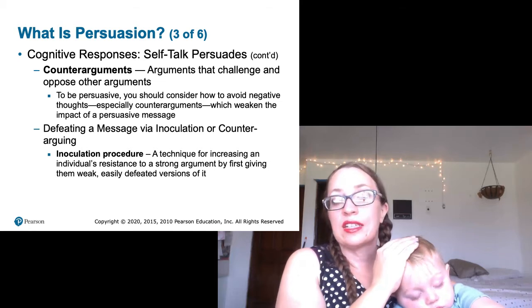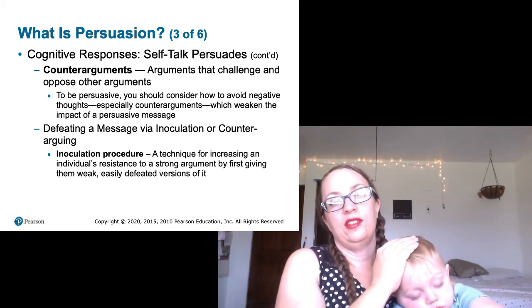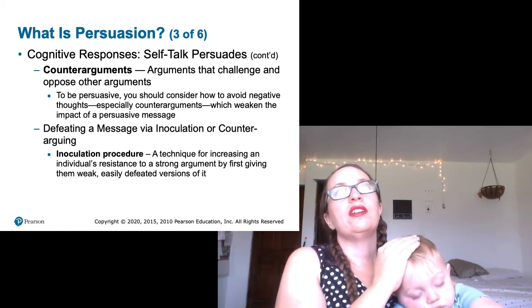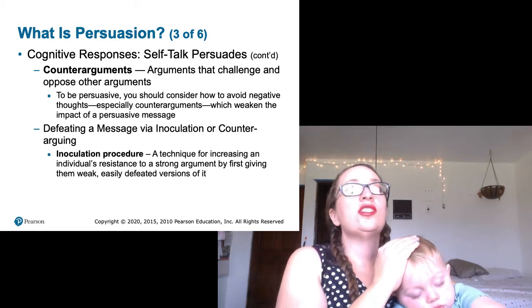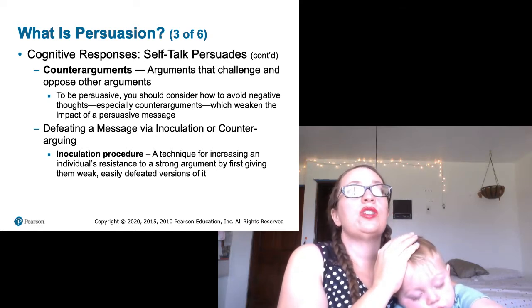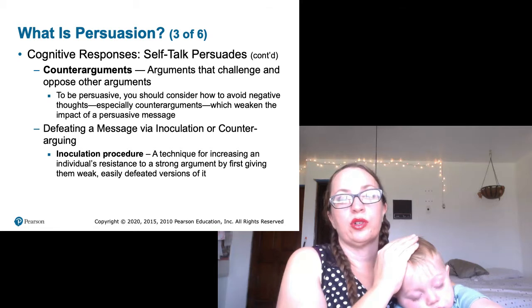Inoculation is also what we call vaccines. So you're kind of vaccinating the person against the attitude or belief by giving them a little bit of the attitude or belief. And it's not always a bad thing. The reason why it works is because when people are being honest, it does show that they are a more trustworthy person.